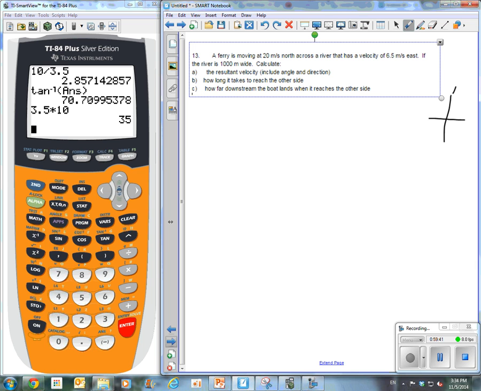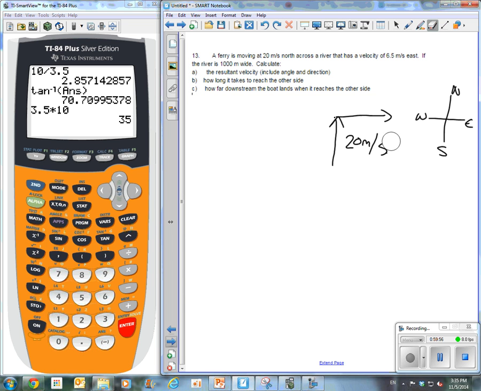So the boat is traveling north at 20 meters per second. The river has a velocity east, let me just put this on the other side here, of 6.5 meters per second. My resulting velocity is this way. Then we're going to put our coordinates here for theta. So we are going to say it's going to be so much east of north.